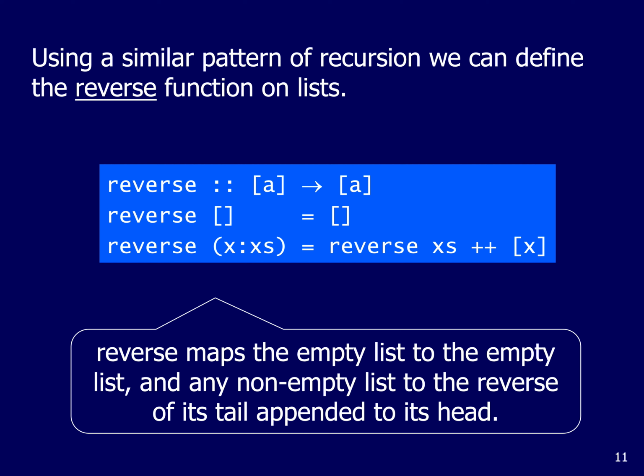And notice here I need to make x into a singleton list because I'm using plus plus, which takes two lists as parameters. So reversing xs is a list. x on its own is just a value of type a, so I need to make it into a list of things, so I put the little list brackets around it, make it into a singleton list, and then I can actually do the append.